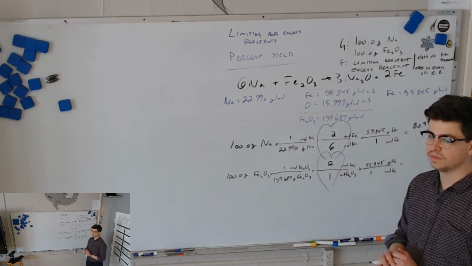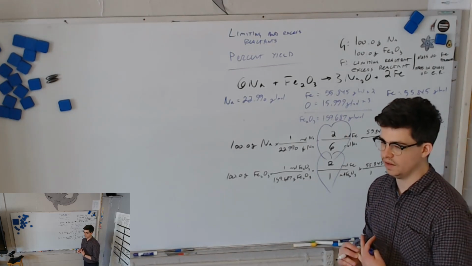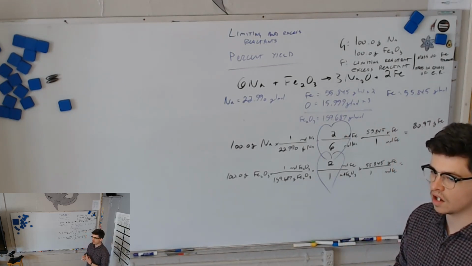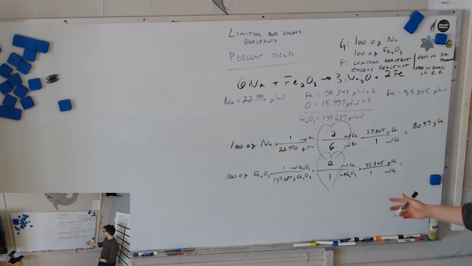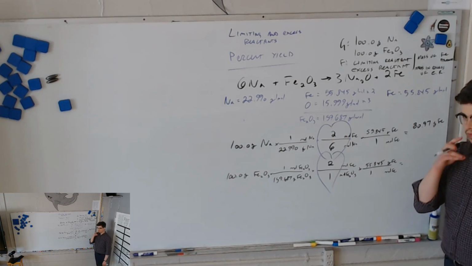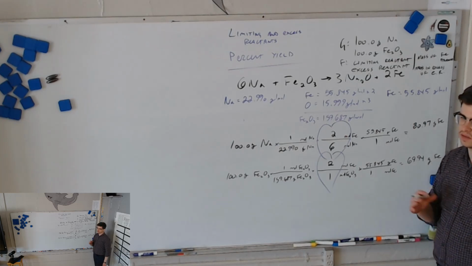Did somebody else do it? I'm the only one that has done it. That's okay. Good job, Natalie. You win. Okay, I would have used 55.845. It's 69.94. 69.94 what? Grams of Fe. Does someone corroborate? I mean, does someone concur? Corroborates the same.